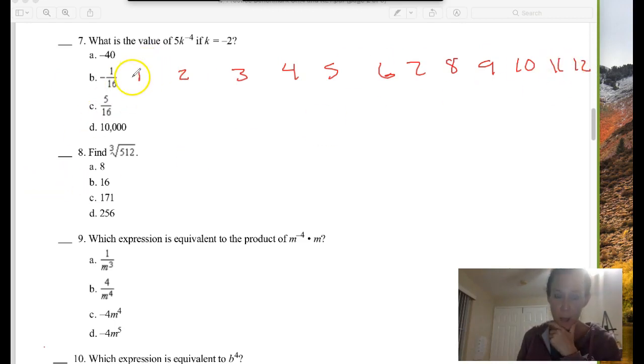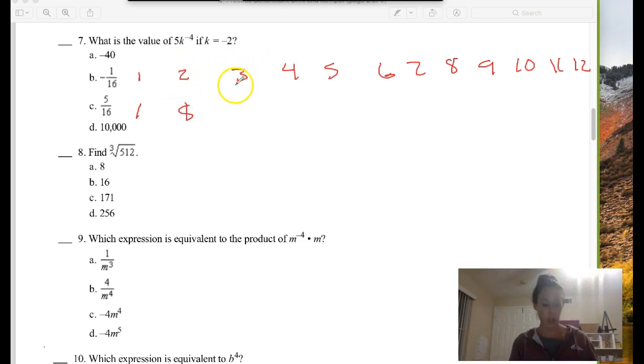If I cube 1, that's 1 times 1 times 1, that's just 1. So 1's a perfect cube, a perfect square, perfect everything. 2 cubed would be 2 times 2 times 2, which is 8. 3 cubed is 3 times 3 times 3, which is 27. 4 cubed, 4 times 4 times 4, 64. So here's my first 4 perfect cubes: 1, 8, 27, 64. So if I cube root 27, I get 3. If I cube root 64, I get 4.